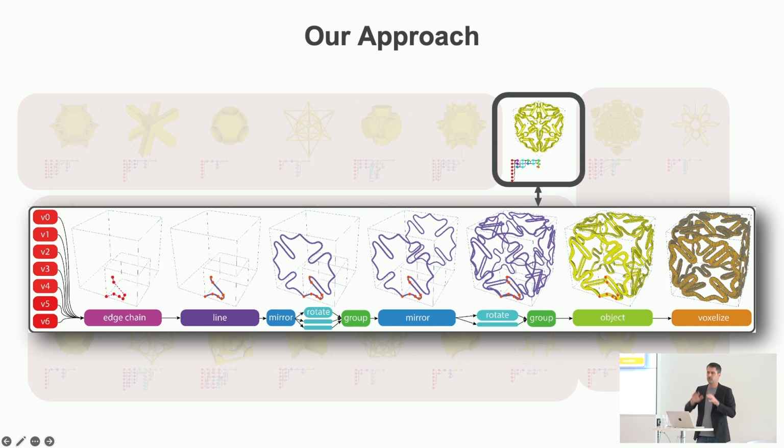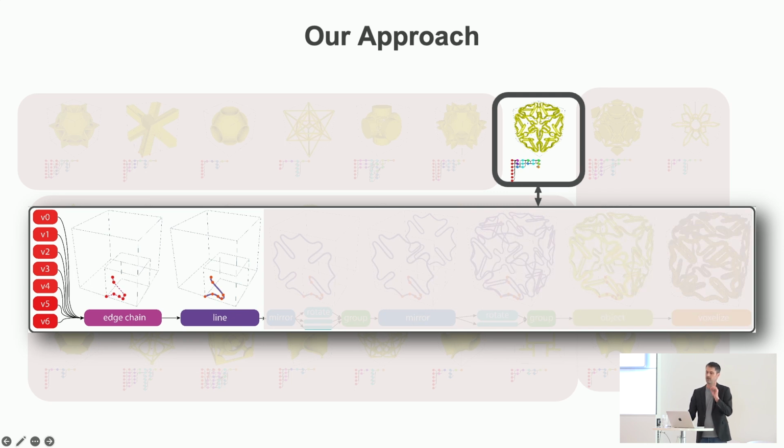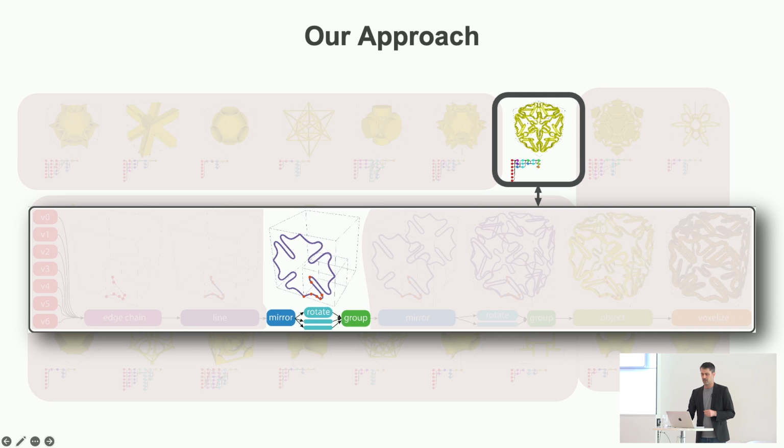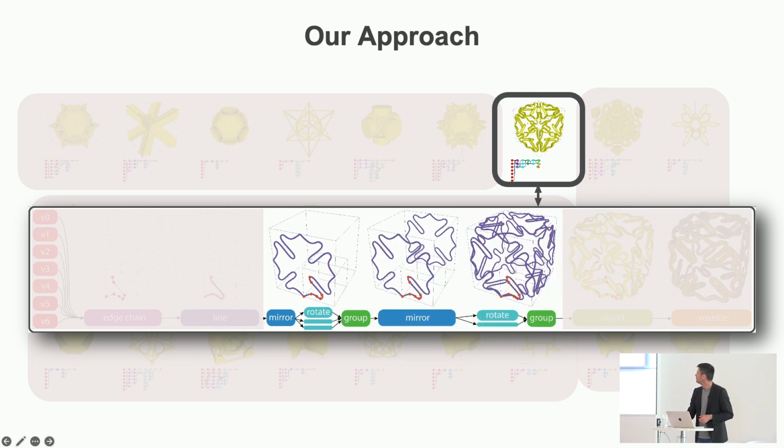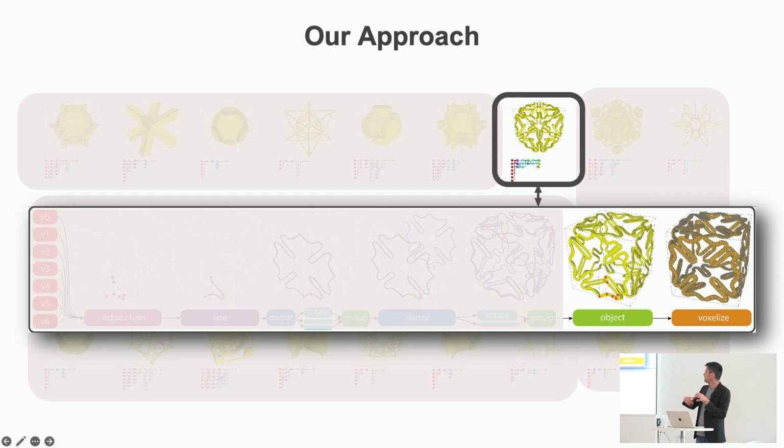Now, let me very quickly show you how this works. At a very high level, our approach uses a set of operation nodes to first define small skeletal pieces of the target structure. And then there is a series of transformations like mirroring, rotating. And with this, you build up the object. And then there's a thickening operation. You have your metamaterial structure.